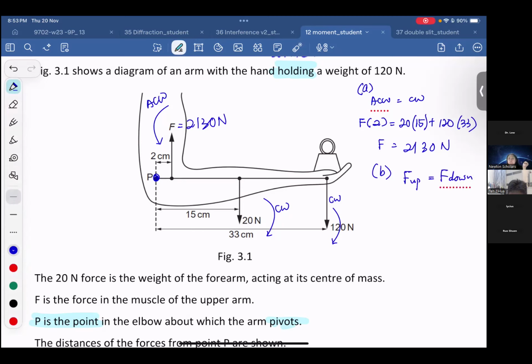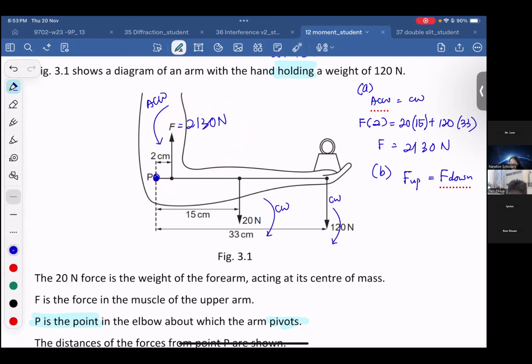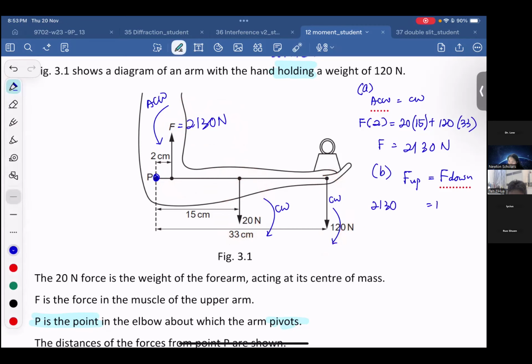Okay. So here, ask yourself, how much upward force is there right now? It is 2130 Newton. Right now, I still don't know whether P is upward or downward. We still don't know. But I know that the upward force here is 2130. Got any other forces? I don't know yet, okay? How about the downward force? The downward force is 20 Newton and 120 Newton. So here, 20 plus 120 Newton.